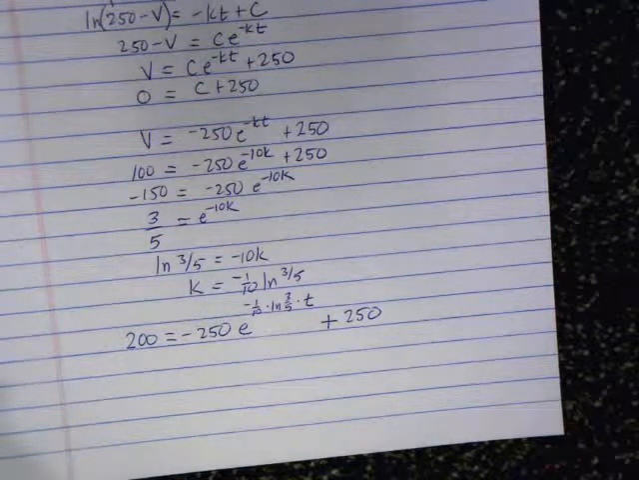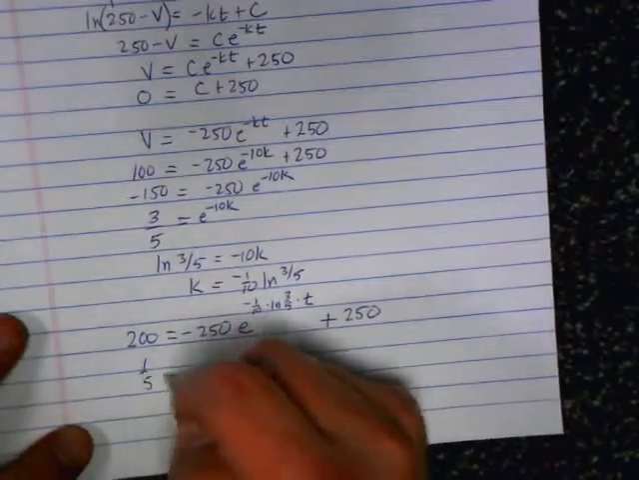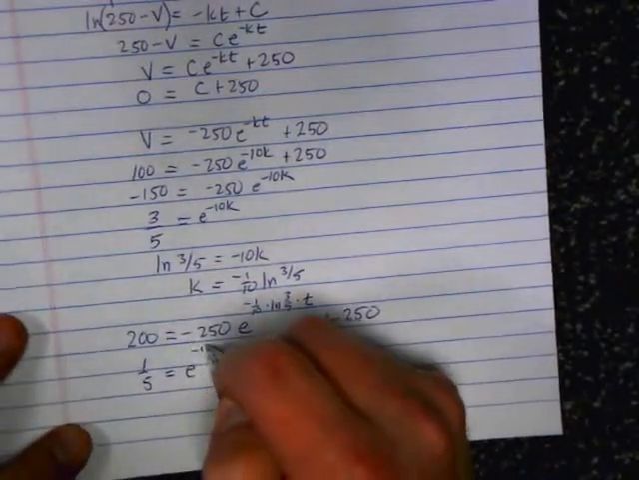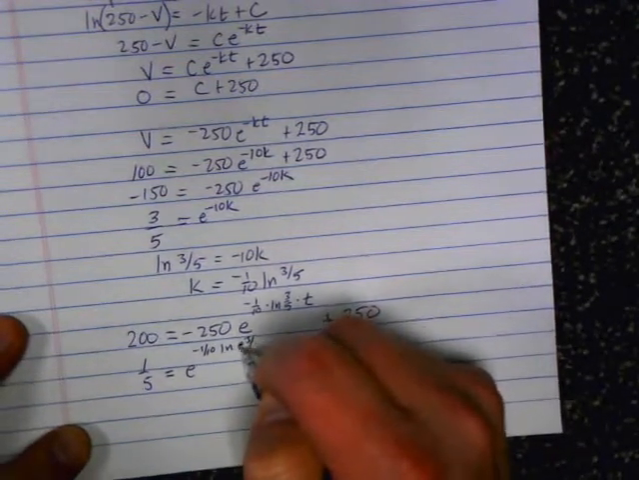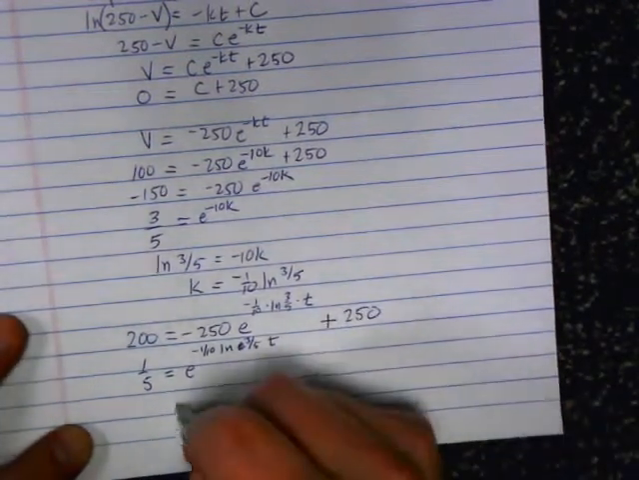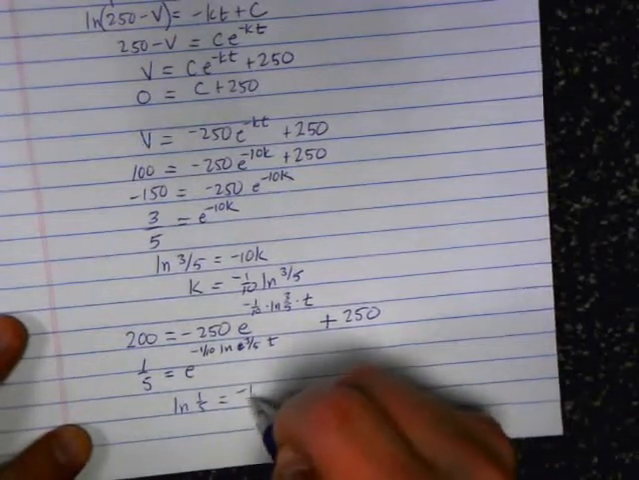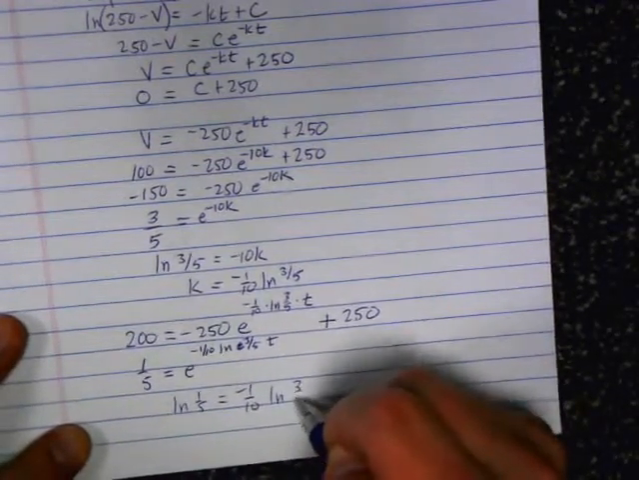We solve that equation. We subtract the 250, that gives us a negative 50 over there. Then we divide by negative 250. Negative 50 divided by negative 250? 1/5. 1/5 equals e to the minus 1/10 ln of 3/5 t. So ln of 1/5 equals negative 1/10 ln of 3/5 t.